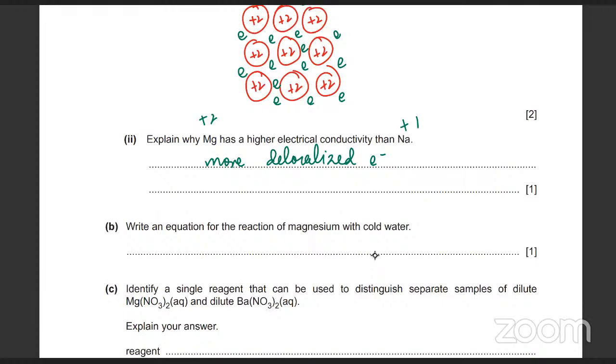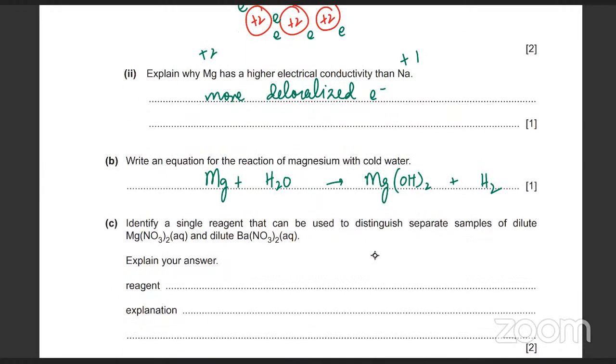What's the equation? All metals in group 2 react with water. Mg with cold water is a very slow reaction, forming magnesium hydroxide with H2 gas. Reactivity in group 2 increases down the group.